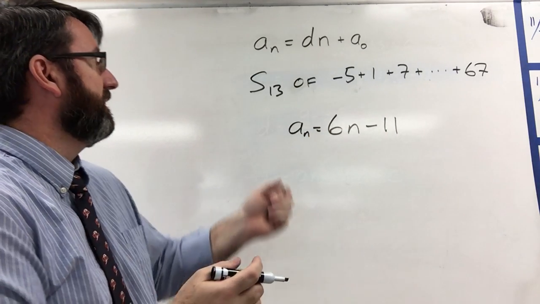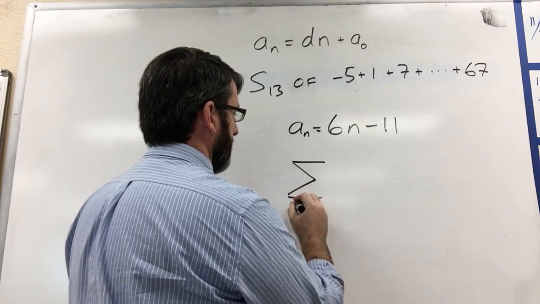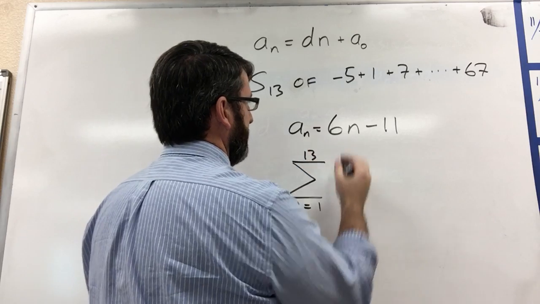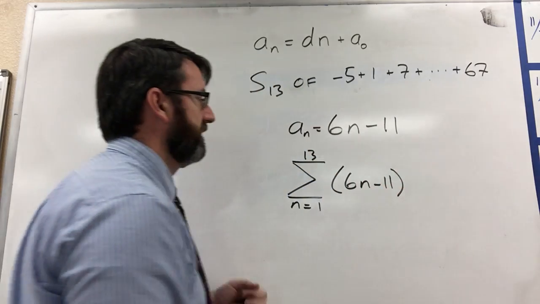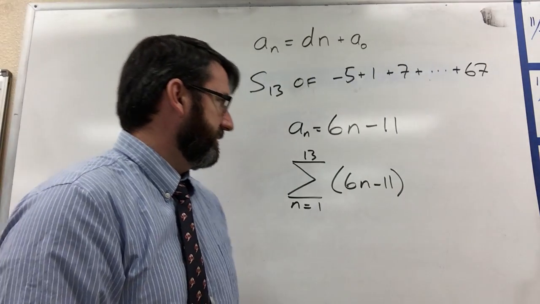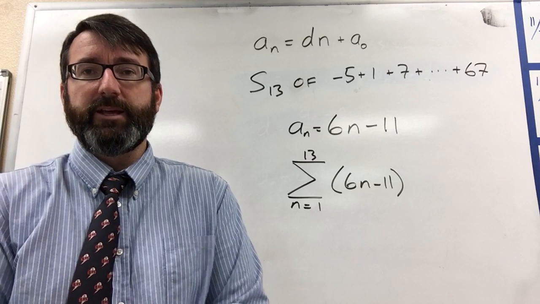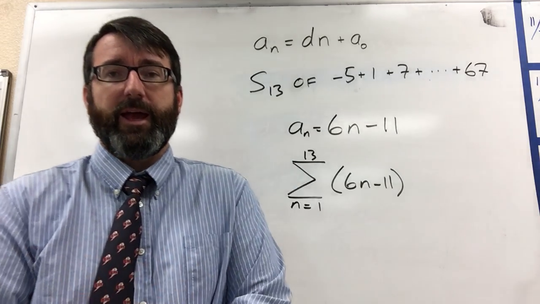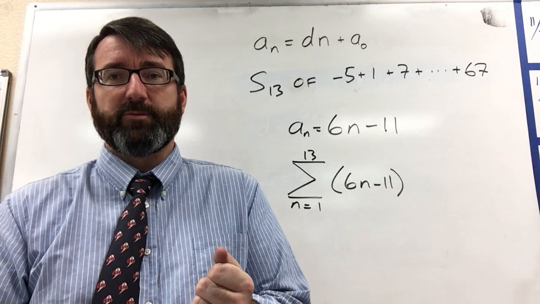And then to find the 13th partial sum, we're going to plug this into our calculator. N equals 1 up to 13 of 6n minus 11. And then I'll let you find the solution to that, but that's how you set that up. And hopefully you have enough information from what I told you yesterday and what I've given you in this video to finish up this worksheet.